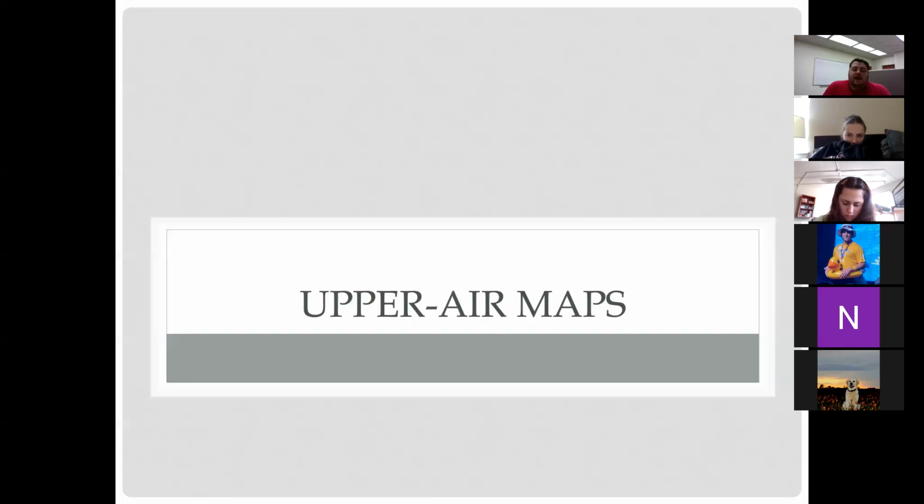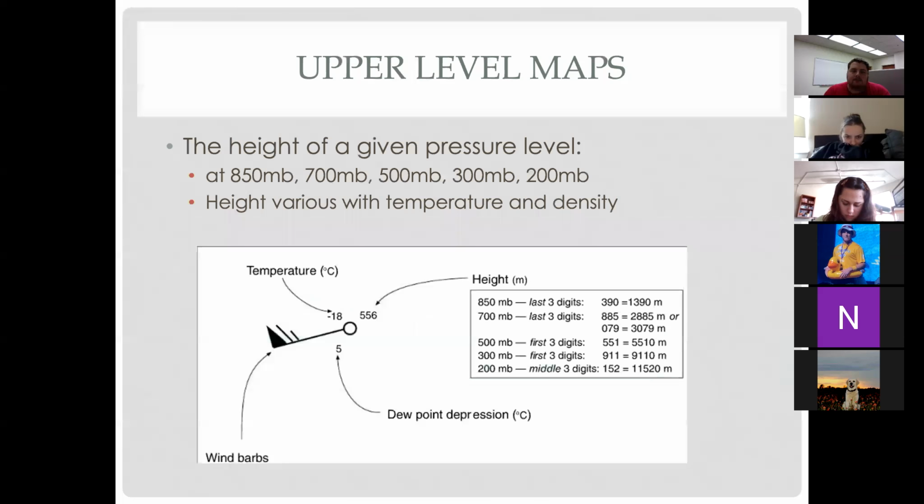Okay, next we're going to look at upper air maps. On upper level maps, at any height of a given pressure level, so for example, at 850 millibars, 700 millibars, 500 millibars, 300, or even higher up into the atmosphere, 200 millibars, the height varies with temperature and density. So this is kind of confusing, but this is just the way it is. The way height is measured varies at different points in the atmosphere. So whenever you're doing your activity, you're definitely going to want to reference this table a lot.